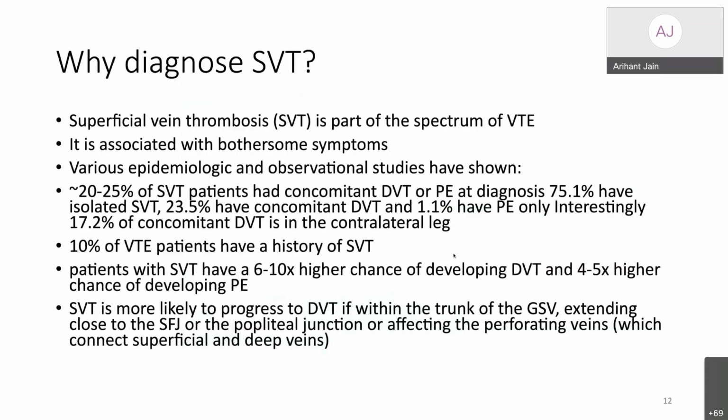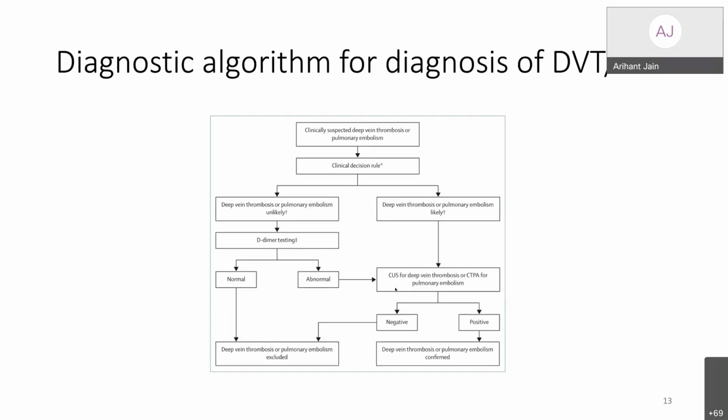So before that, superficial venous thrombosis: we know that if it is within the trunk of the GSV or the great saphenous vein, then it is more likely to progress to the deep veins. And we know that once the thrombosis progresses to the deep veins, they have a 1/3 chance of embolizing to the pulmonary circuit. So this is the diagnostic algorithm which you would use.